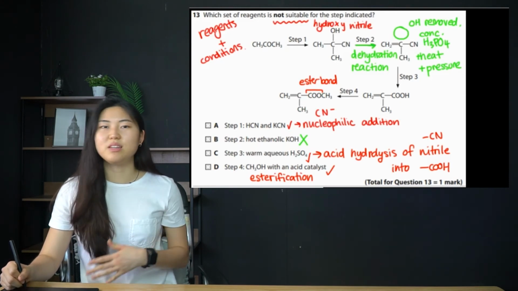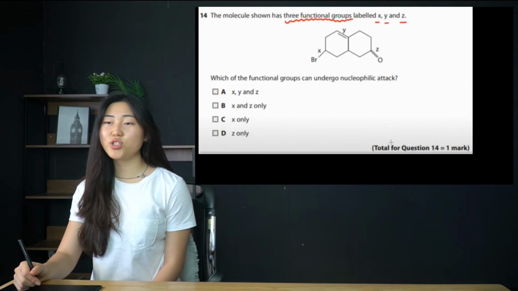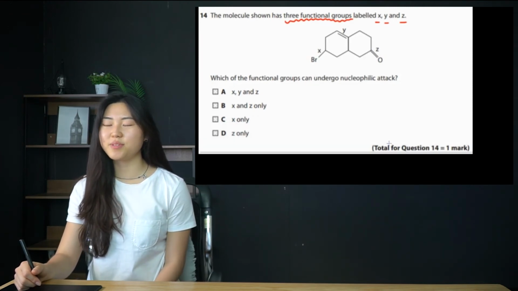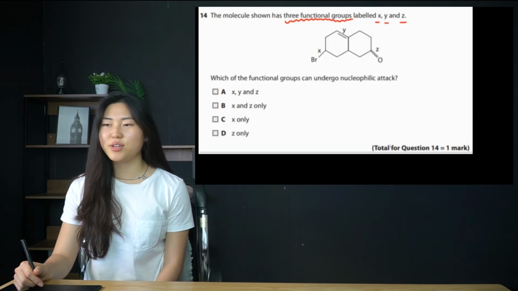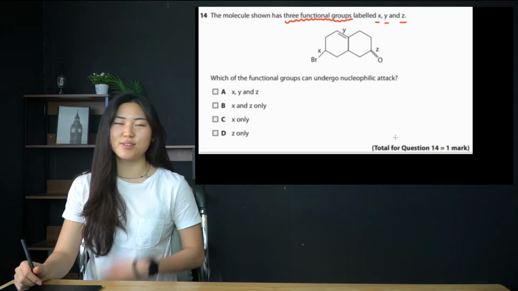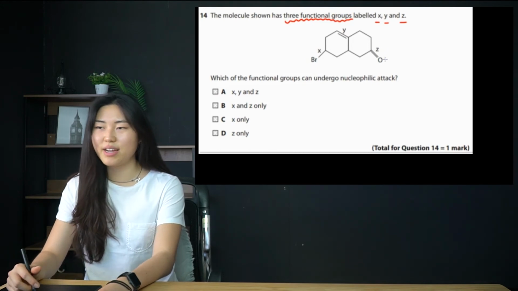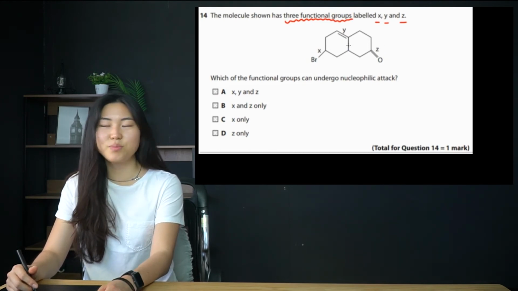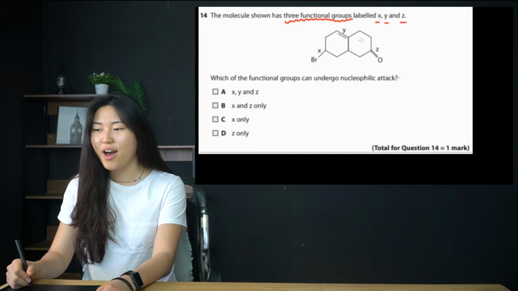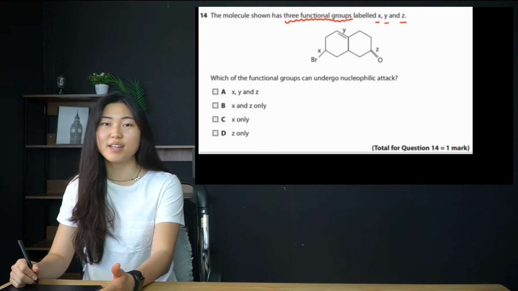So you need to memorize all of these reactions. Okay, so question 14. The molecule shown has 3 functional groups labeled X, Y, and Z. So you can see X has a bromine atom on it, so it's a halogen, and Z is a ketone, right? Y is an alkene group, so we have a carbon-carbon double bond. So which of the functional groups can undergo nucleophilic attack?